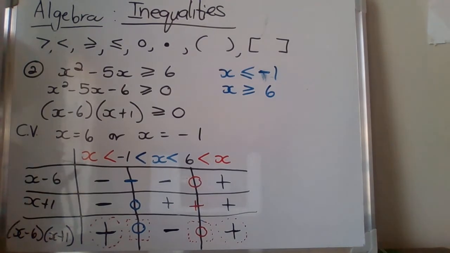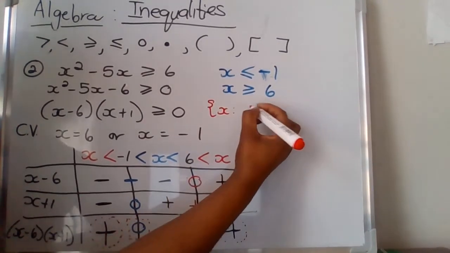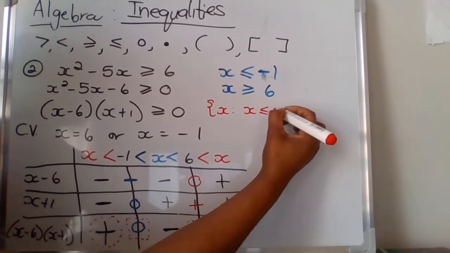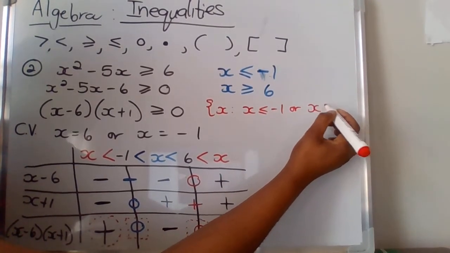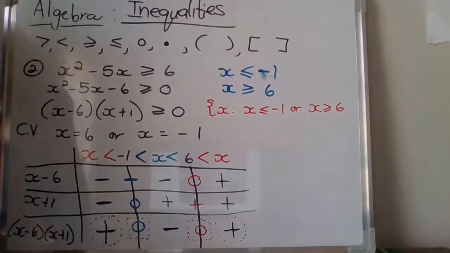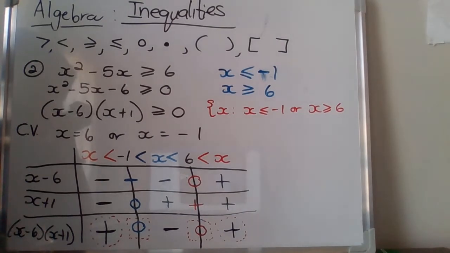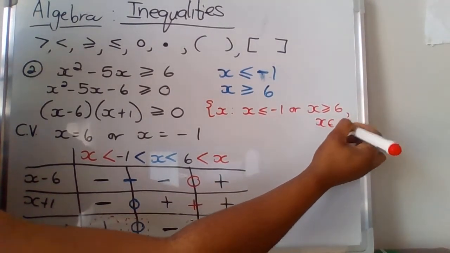Okay, so if we write that properly in set builder notation, it will look something like this. Okay, so x is less than or equal to -1, or x is greater than or equal to 6, and x is an element of the real numbers.